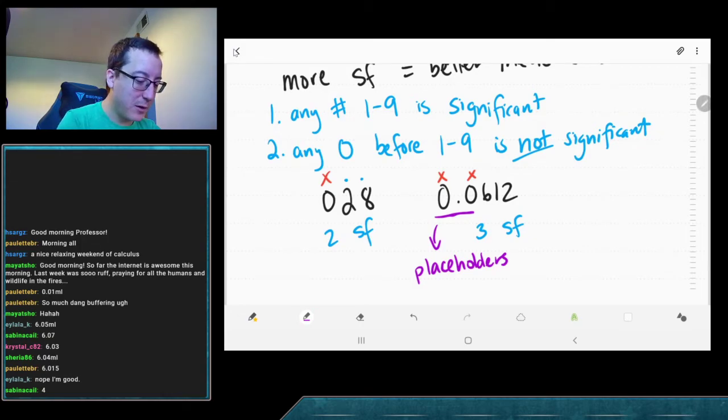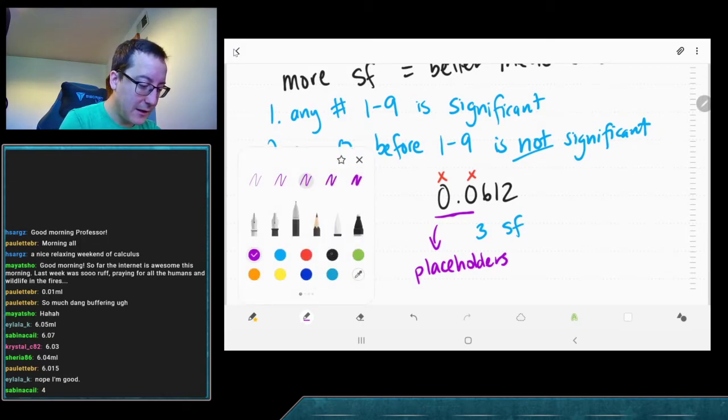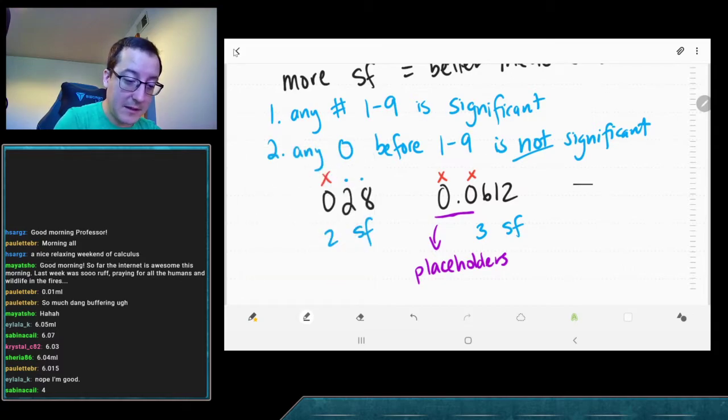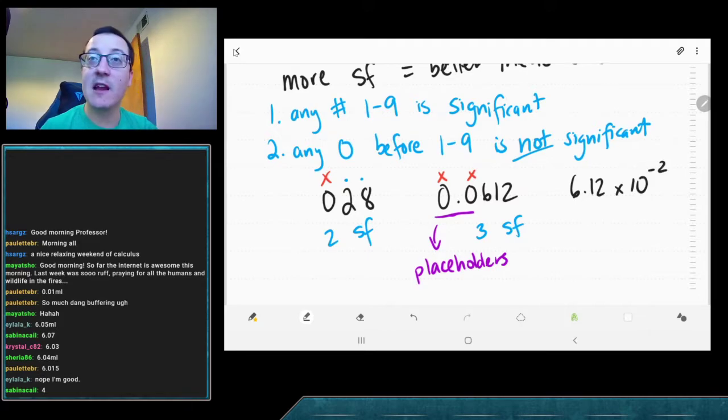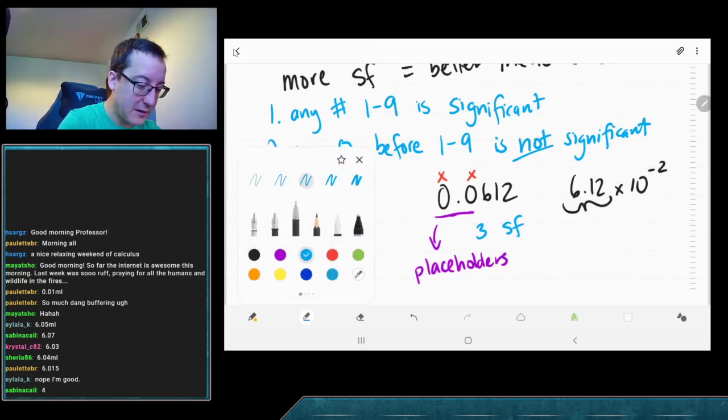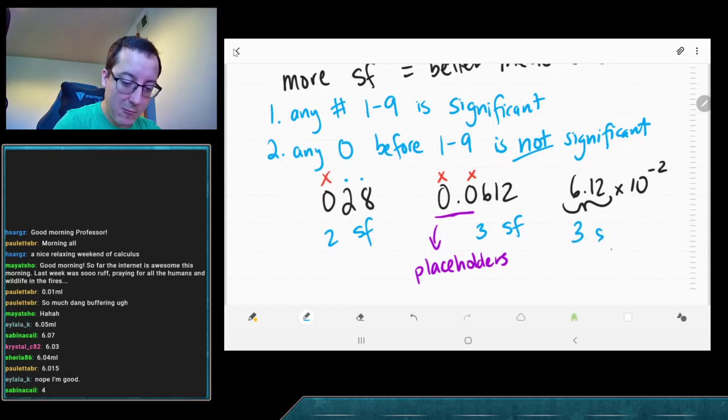So if we were to put this into scientific notation, that would be 6.12 times 10 to the negative 2, right? Hopefully nothing too confusing there. We see right there for us are our 3 sig figs.